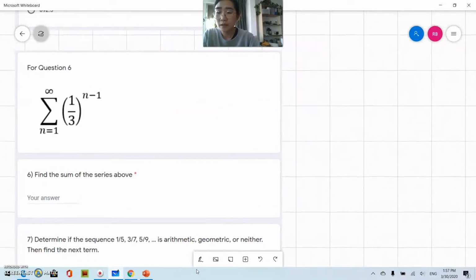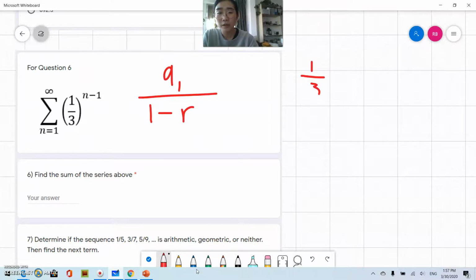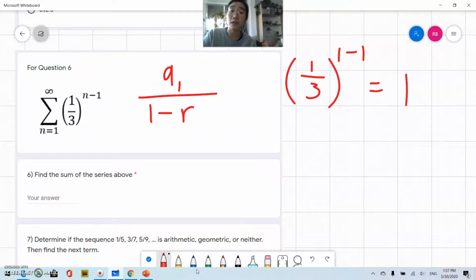Okay, this is an infinite series, and you can tell the only series that was possible with infinite is geometric series. And then I think the formula went something like a1 over 1 minus r, right? So we need to find the first term, which is 1/3, times 1 minus 1, which is 1, right? Because the 0 power is 1. And then 1 minus 1/3.